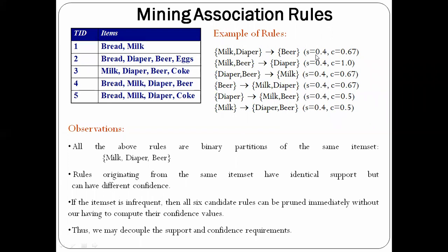Support you will get as 0.4 for all these rules, because if you compute sigma of x union y, that is the numerator, that will be 2 only, divided by the total number of transactions, which is fixed at 5. So 2 by 5 will be the value for all these rules. So 2 by 5 you will get as 0.4.